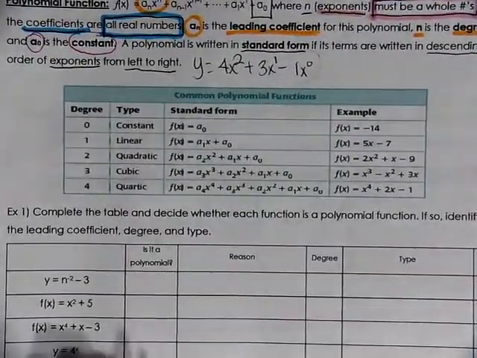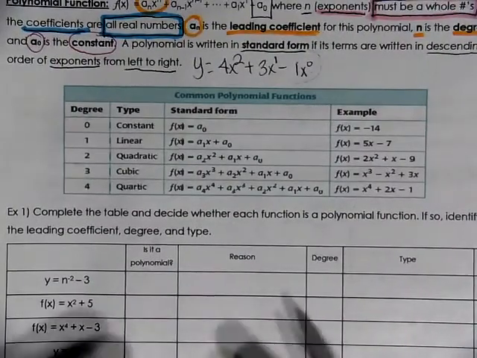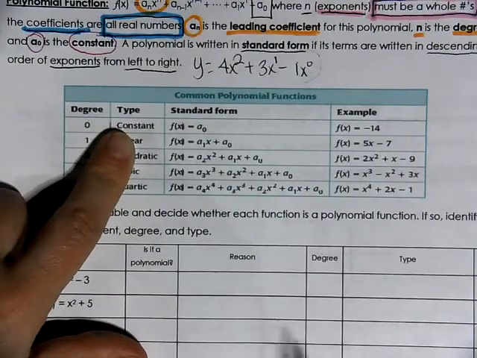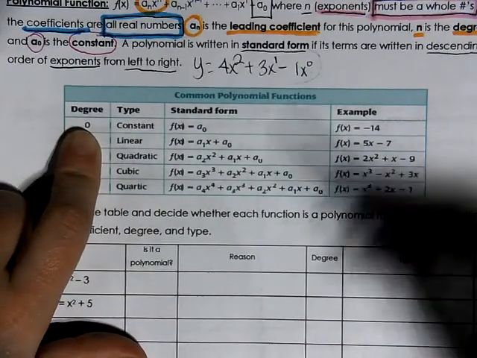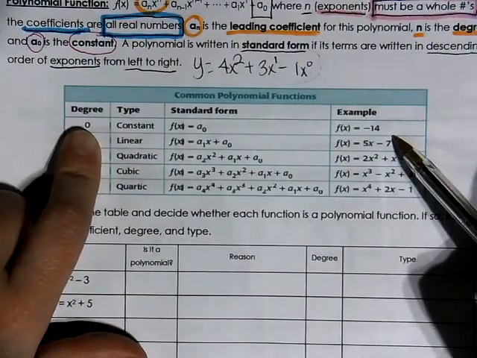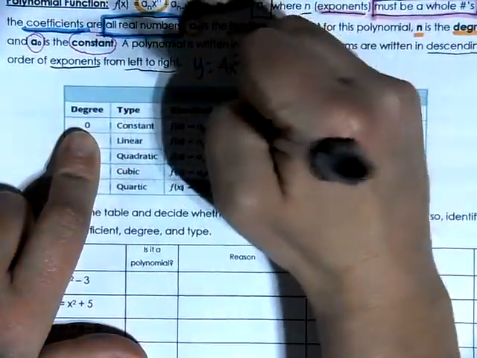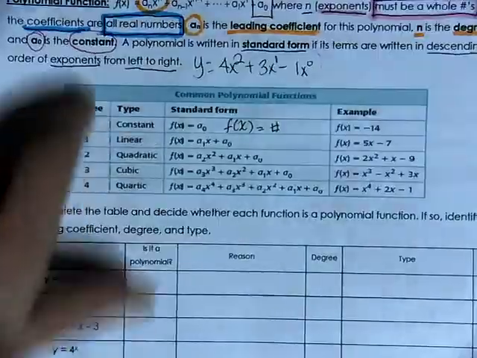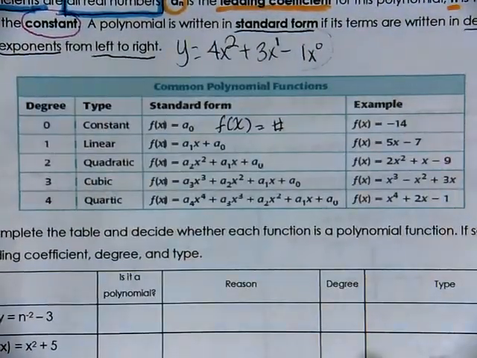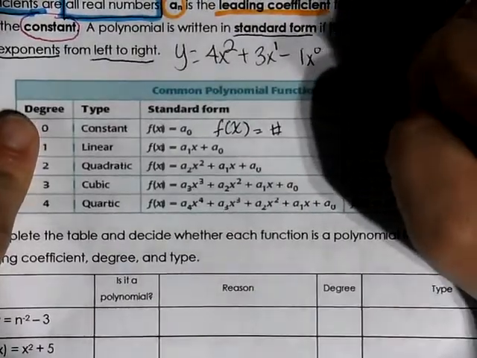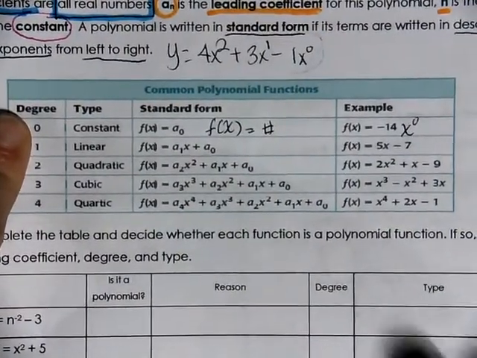Putting it all together in terms of the degree and type, we have a constant function. A constant function is simply f of x equals a number. So if you see that f of x is simply equal to any number out there, that function is called a constant function, and its degree is 0 for the same reason that I just said before.